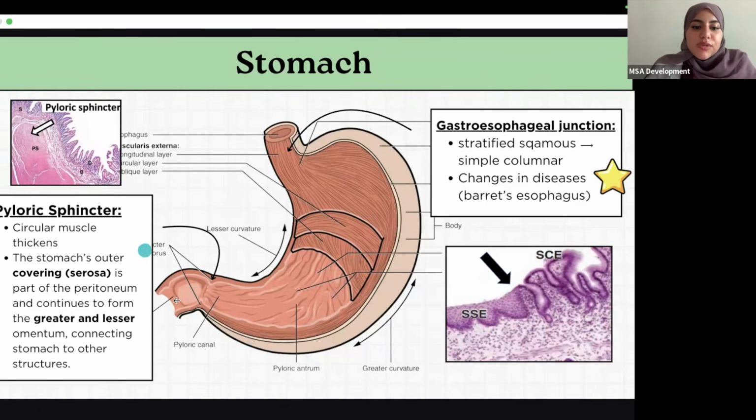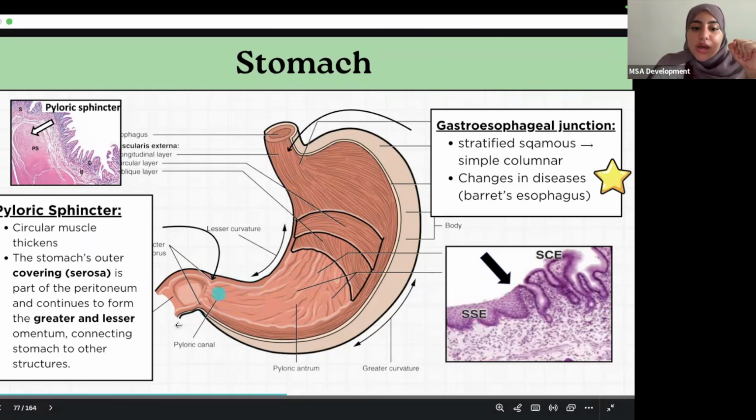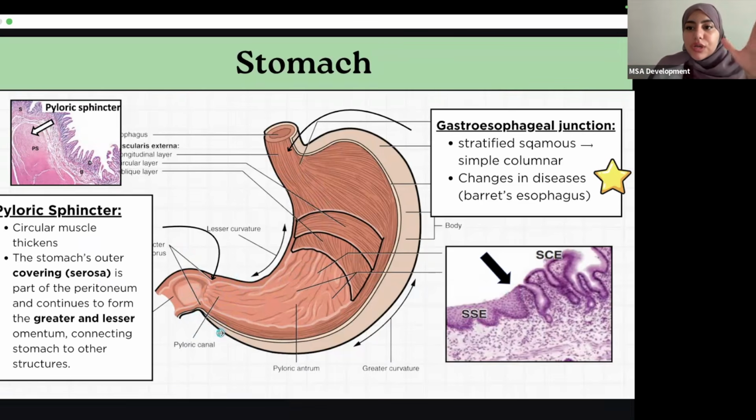Okay. Now, we discussed, now this is pretty important. Now, the pyloric sphincter, all you really need to know about this is as you get closer, the circular muscle thickens to make the sphincter itself. A sphincter is just a thick ring of muscle. And also the serosa, as I said before, the serosa that covers it goes on to create the lesser and greater omentum, which I assume you know by now.